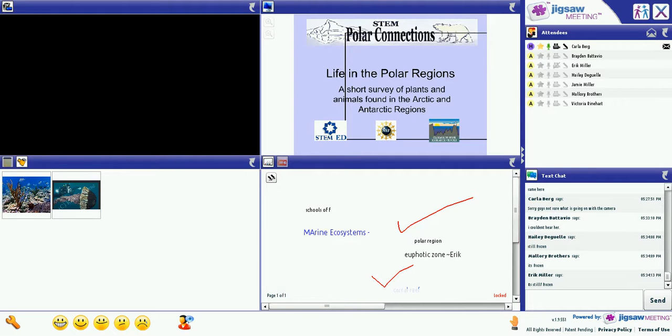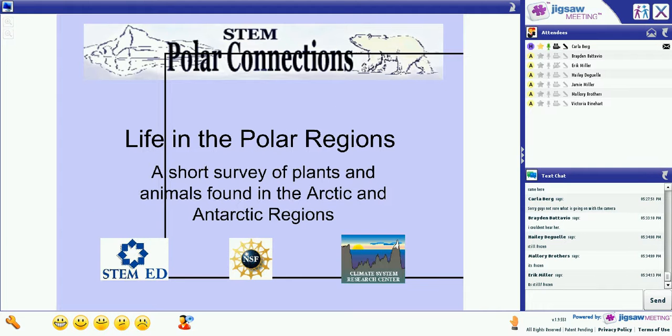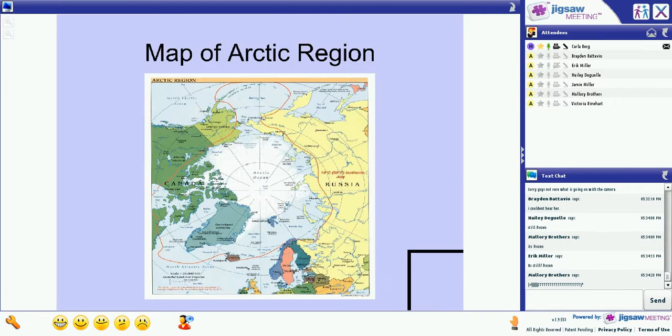All right, we're going to leave my camera off for now. And we are going to travel to the polar regions of the world. We are going to look at specific plants and animals that are found in the Arctic and Antarctic regions.